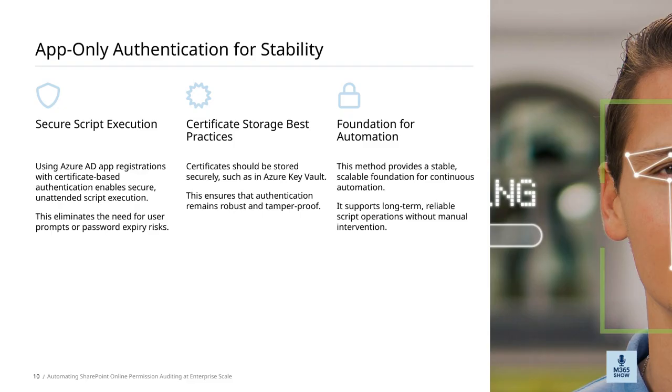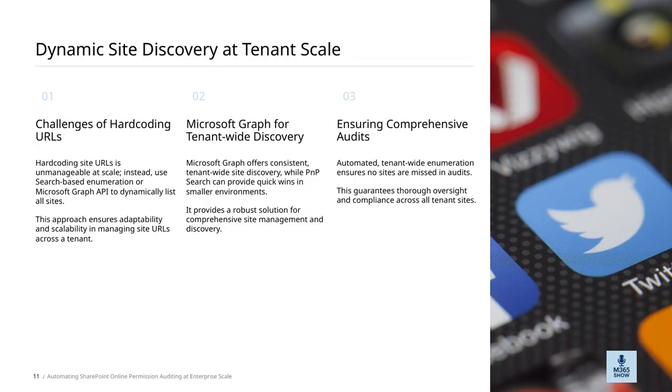Let's talk about how automated, tenant-wide enumeration plays a crucial role in our audits. By using automation, we can ensure that no sites are missed, no matter how large the tenant is. This means we get a thorough oversight and can maintain compliance across all sites within the tenant. Now, to achieve this, Microsoft Graph is a powerful tool because it provides consistent, tenant-wide site discovery. It helps us identify all sites efficiently.